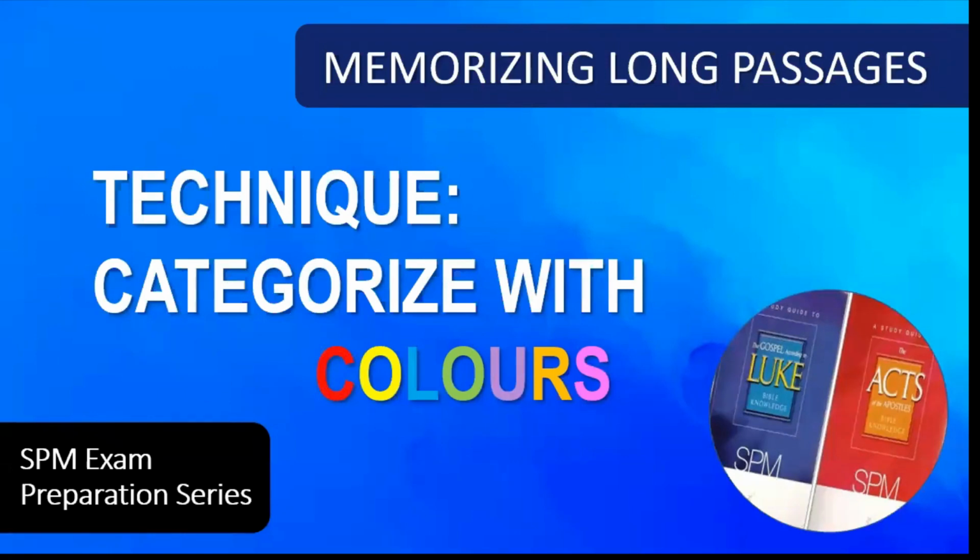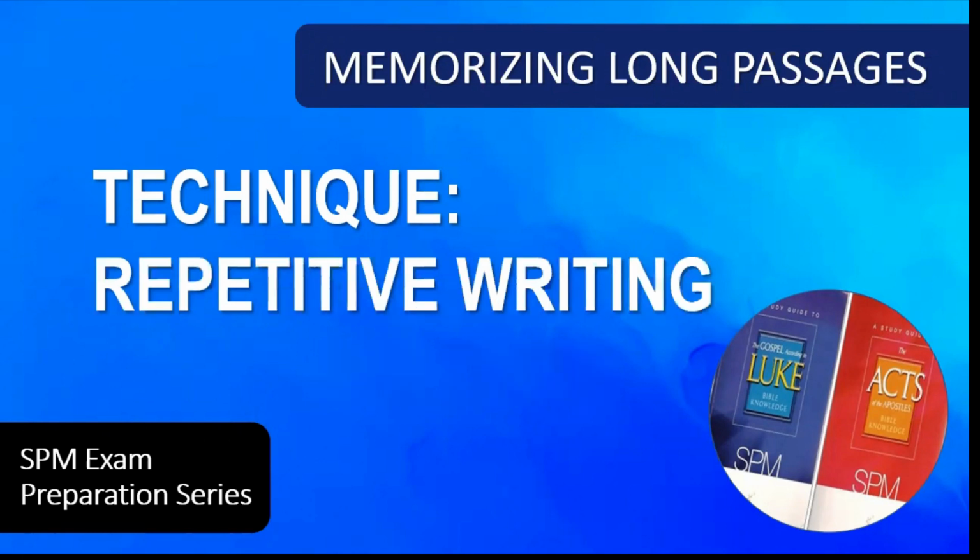The first technique will be to categorize with colors. I will be uploading new videos later on, giving you examples on how to use this technique and how to categorize with color. So this is the first technique. The second technique is repetitive writing. For a lot of students who are unable to analyze or categorize properly, just this method is good enough. All you need to do is write it a few times. I'll show you how to use this technique properly in the upcoming video as well.